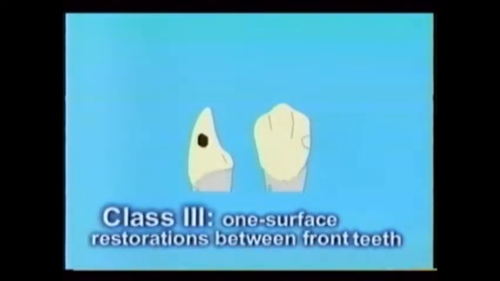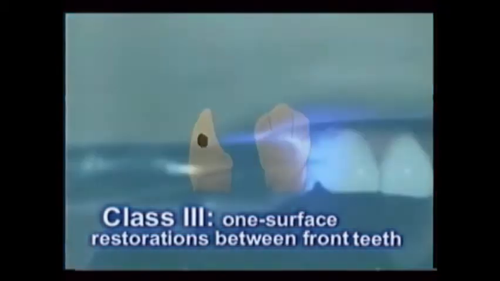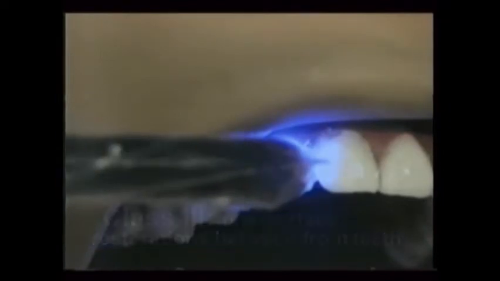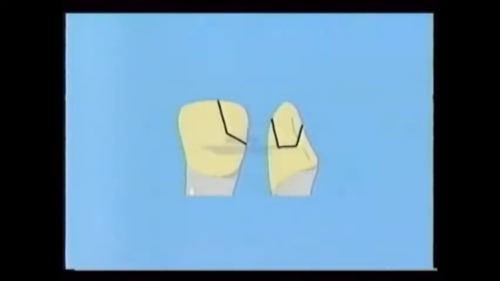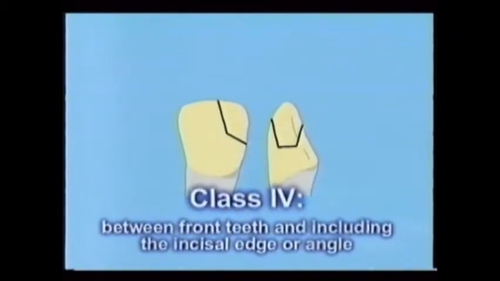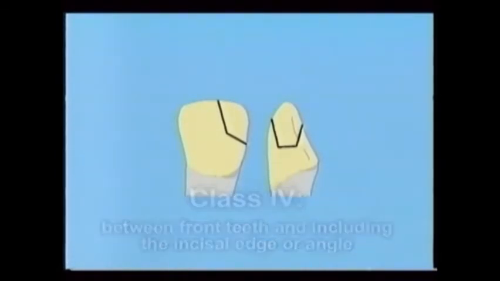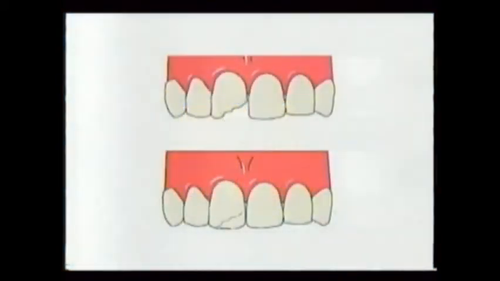Class III fillings are one-surface restorations placed in between the front 6 teeth. These are almost always placed using composite materials. A Class IV cavity describes one in a front tooth that has resulted in the loss of a corner of that tooth and also extends into the interproximal space. Again, tooth-colored filling materials are used.